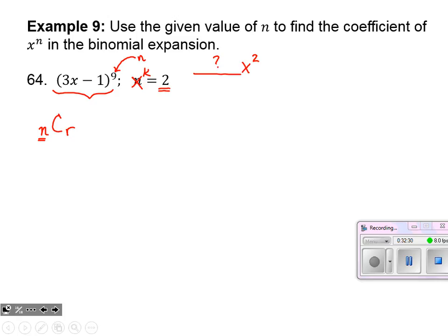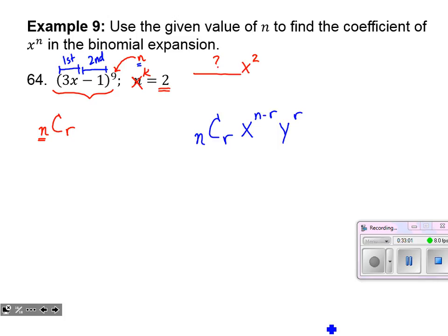All right, so how are we going to set this up? We've got the first thing in our binomial, the 3x. We've got the second thing in our binomial, the -1. I've got n here. Well, let's take a look. The binomial expansion says we're going to do nCr, and then our first thing to the n minus r power times our second thing to the r power.